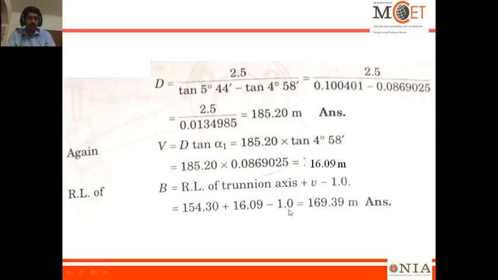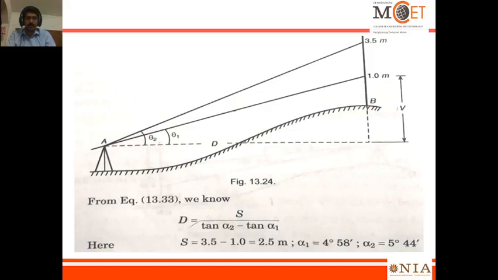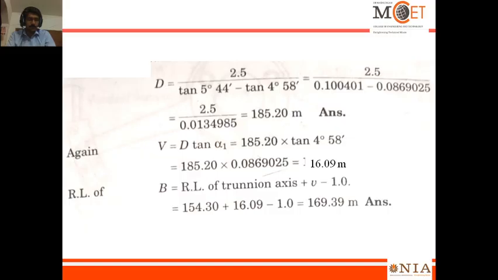minus 1. What does that formula represent? See, we require the RL of B. They have given the RL of the trunnion axis, meaning up to this the value is given. From here you have to add V and subtract the bottom reading, which gives the RL of B, right? So that is what we have done. So it is 169.39 meter.